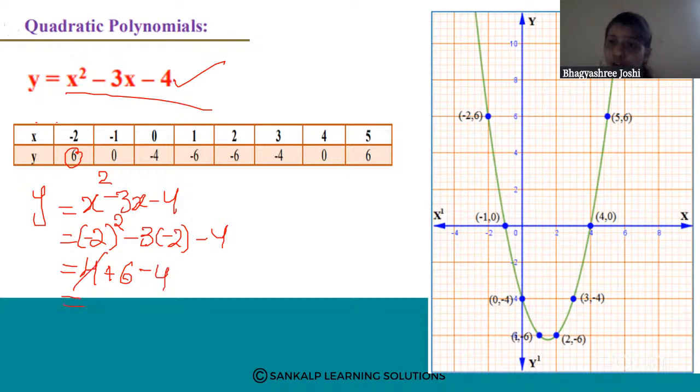4 minus 4 plus 4 will get cancelled. What remains? 6. If I take minus 2, then I will get 6. If I take minus 1, I will get y value as 0.